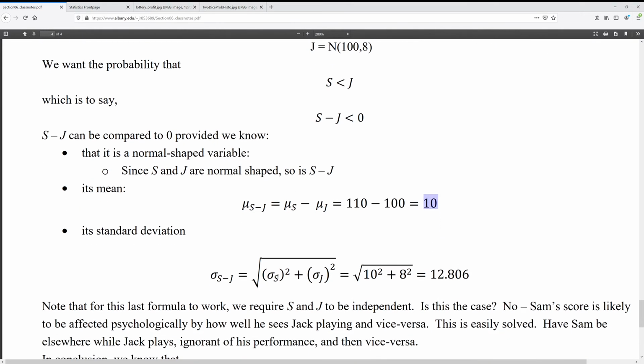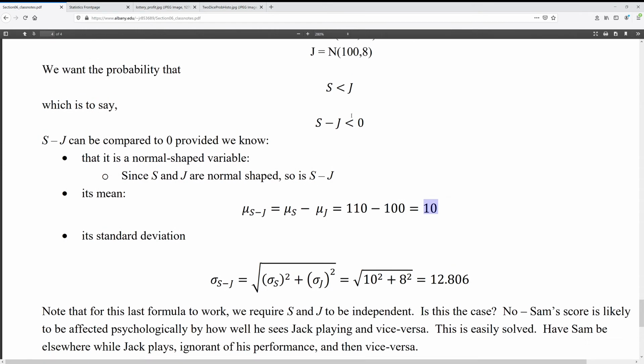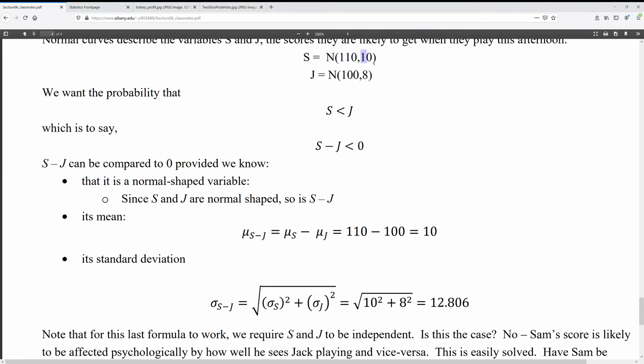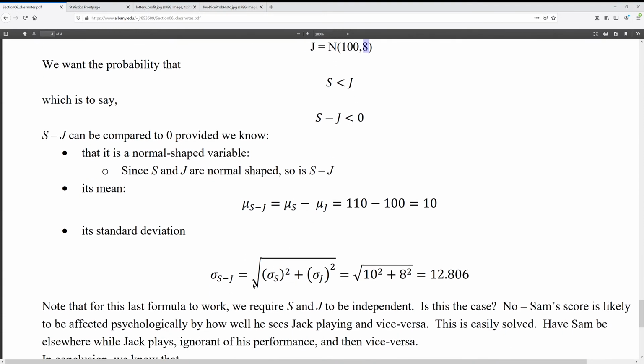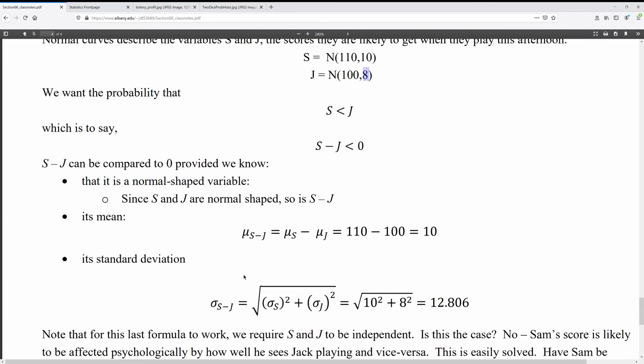As for the standard deviation, remember you can't add or subtract standard deviations. The one is 10, the other is 8. It's not going to be 18, it's not going to be 10 minus 8 or 8 minus 10. You square them, add them, take the square root. 10 squared plus 8 squared, square rooted. Notice that not only is it not 18, it's less than 18. It's less than what you would get by adding them.